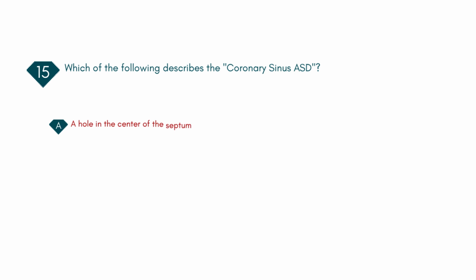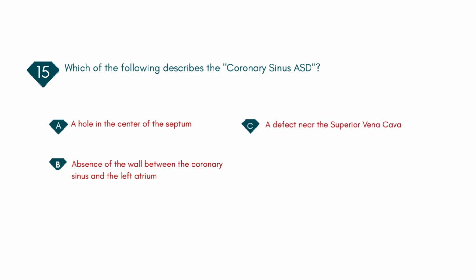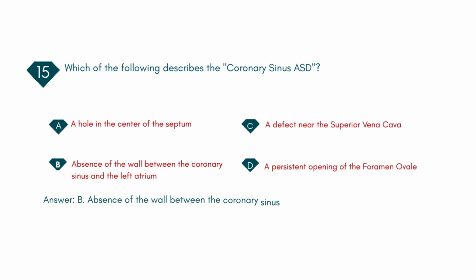Which of the following describes the coronary sinus ASD? A. A hole in the center of the septum. B. Absence of the wall between the coronary sinus and the left atrium. C. A defect near the superior vena cava. D. A persistent opening of the foramen ovale. Answer: B. Absence of the wall between the coronary sinus and the left atrium, also known as unroofed coronary sinus.